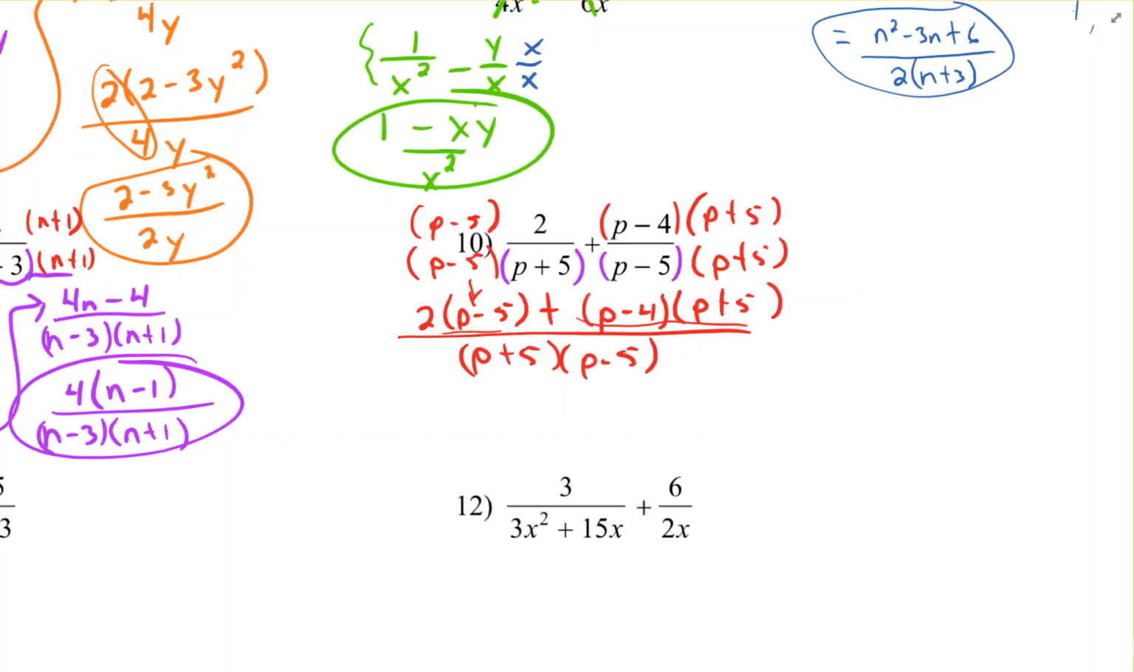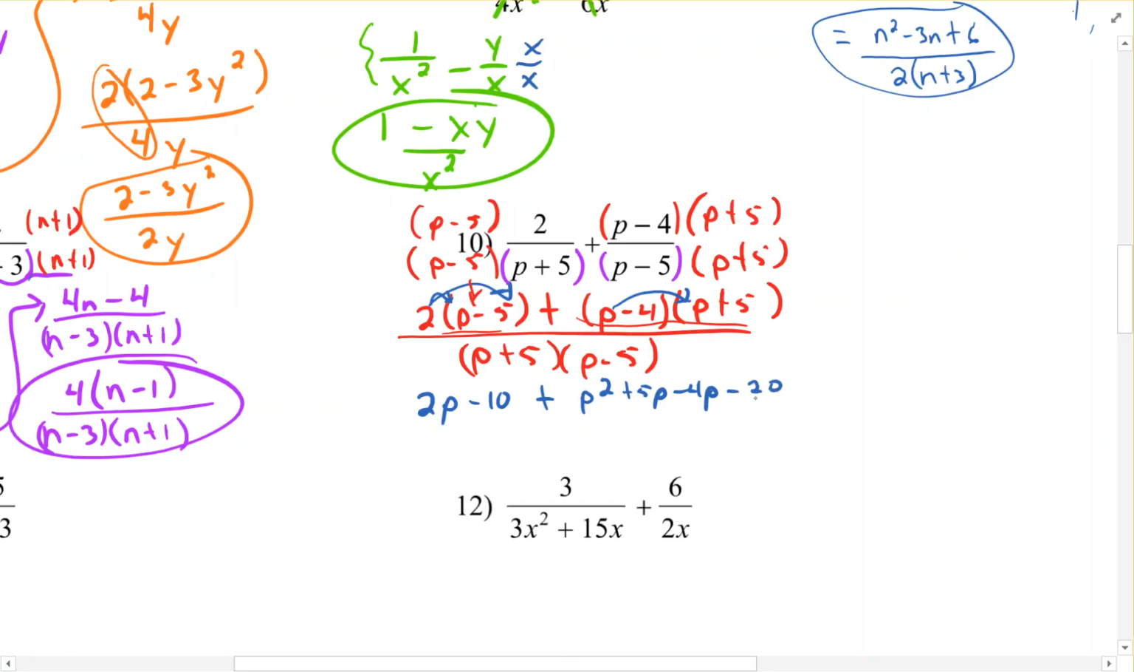Okay, if you keep going with this, let's expand. So expand that, and then, yeah, so we'll start doing that. So we'll have 2p minus 10, and then plus, and now I need to expand this whole thing. I need to FOIL this. So this would be p squared plus 5p minus 4p minus 20. So we're getting a lot of stuff happening now. And then p plus 5, p minus 5 still. Let's move this up here.